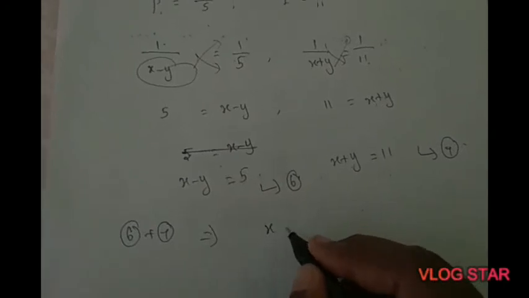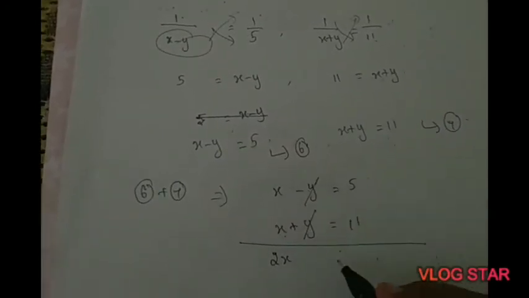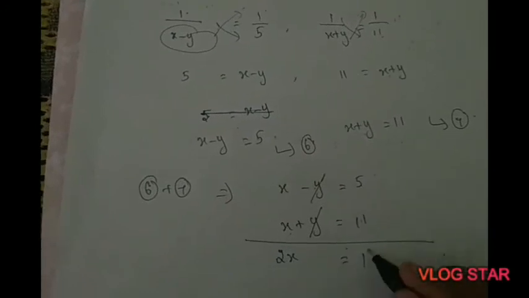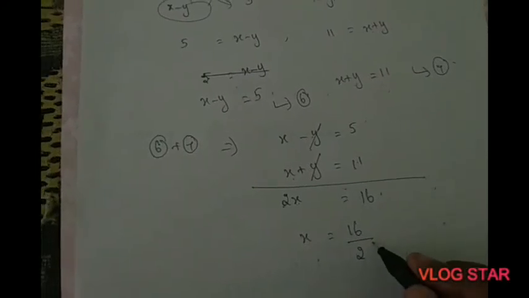Okay, then now I will add the two equations, 6 plus 7. Then x minus y equal to 5 and x plus y equal to 11. Let's add the two equations. X plus x, we will get 2x. Minus y plus y will be cancelled, equal to 5 plus 11, 16. The next we will get x equal to 16 by 2. 2 is under multiplication, that will interchange to division. When we cancel the two numbers, 1 2 is 2, 8 2s are 16. Therefore, x equal to 8.